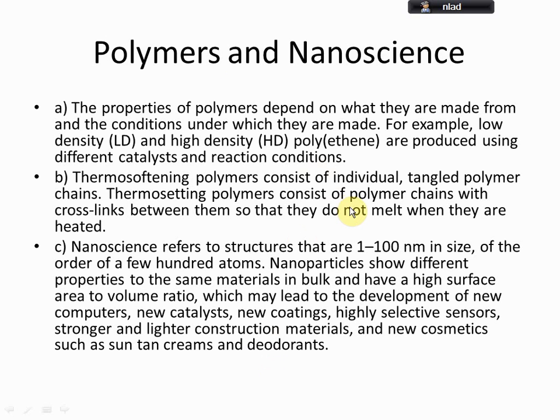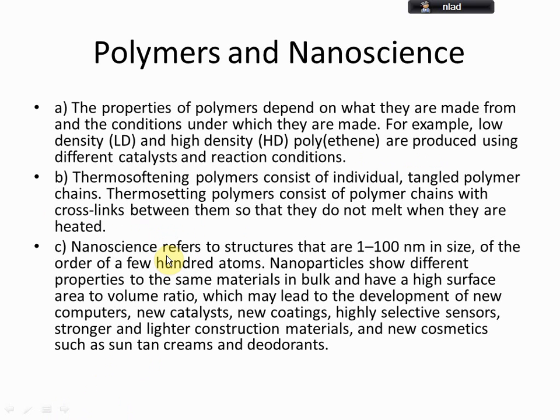Thermosoftening polymers are individual tangled polymer chains. So they're individual. Okay, thermosetting polymers consist of polymer chains with cross links, so they're stronger. Okay, so that they do not melt when they're heated. Thermosoftening soften upon heat. Thermosetting do not soften upon heat because of the cross links. So thermosetting have cross links, so they cannot be melted. Essentially, their structure cannot change with heat. Thermosoftening can be changed with heat because of the fact they have tangled chains with no cross links.